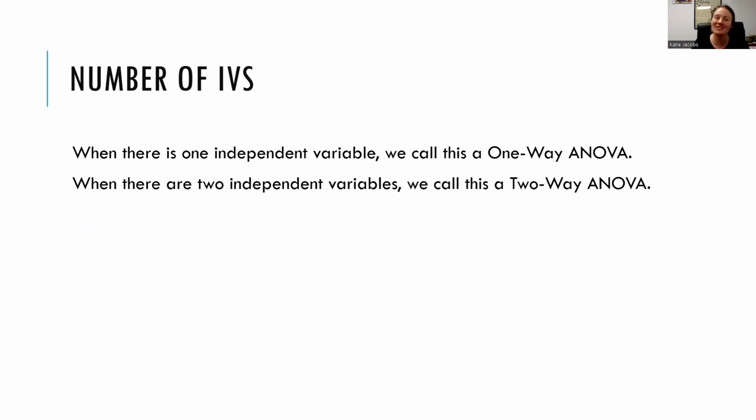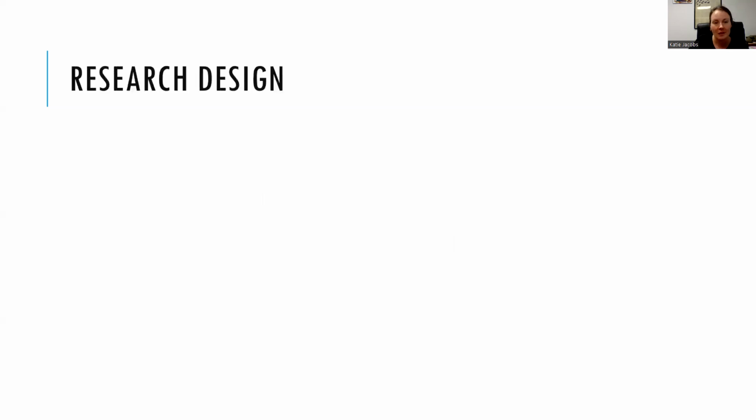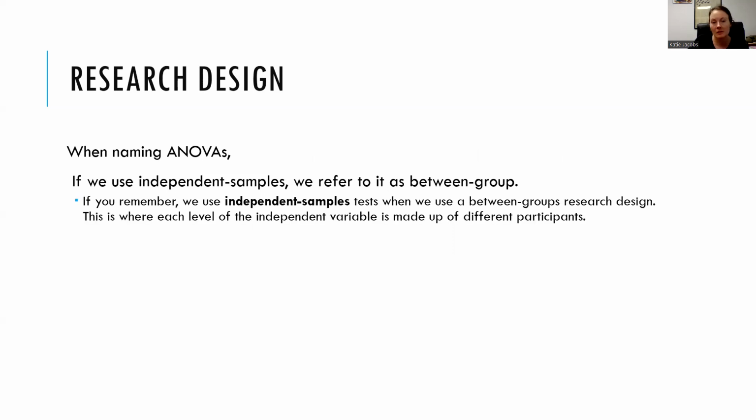I wonder if you could guess what it would be if we have 3 independent variables. You're correct. It would be a 3-way ANOVA. You got this. So research design again, when naming ANOVAs, we use independent samples, so between group design, we'll call it a between group. So if we remember, we use independent samples when we use a between group research design. This is where each level of the independent variable is made up of different participants. For example, you can have a one-way between group ANOVA.